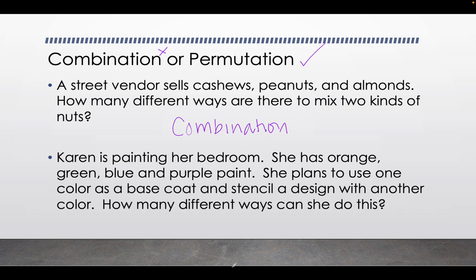But if Karen is painting her bedroom, she's using orange, green, blue, and purple. She plans to use one color as the base coat and then stencil a design over it. How many different ways can she do this? This will make a difference because the base coat being a certain color will matter, which one you put down first. So we would call that a permutation. So that's what we mean by does order matter or not.